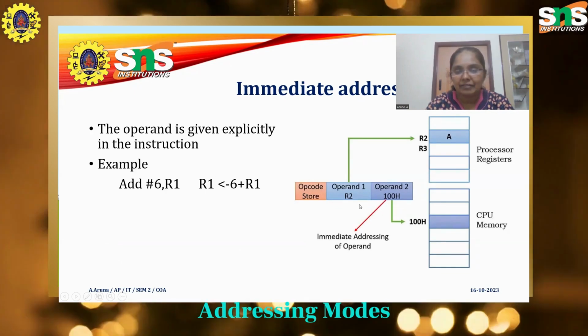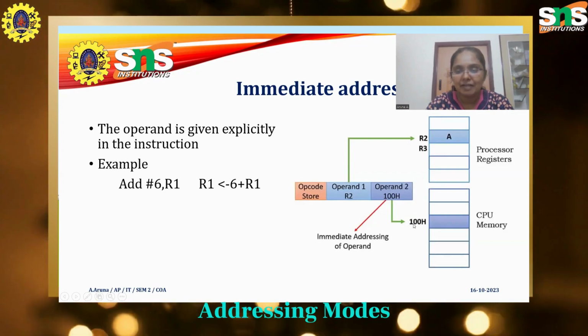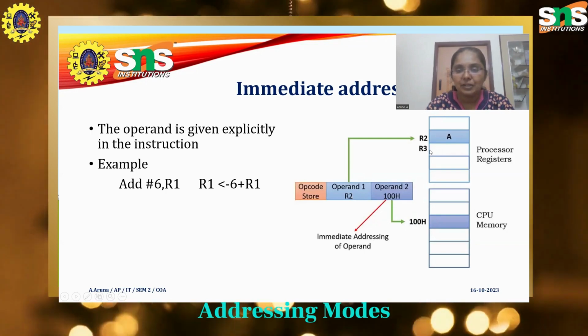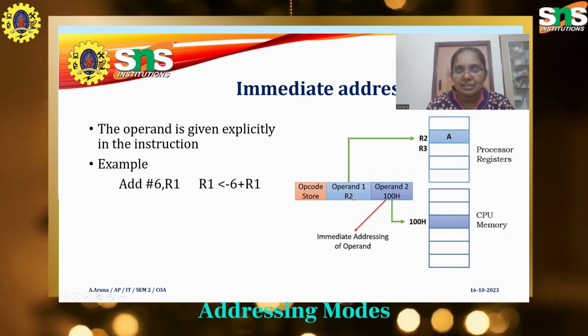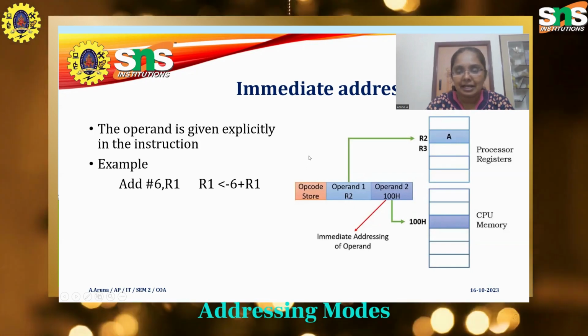Similarly, I have given a second example: store R2, #100H. The immediate value 100H is moved to the register R2, so the value 100 is moved to the register R2. This is the immediate addressing mode.